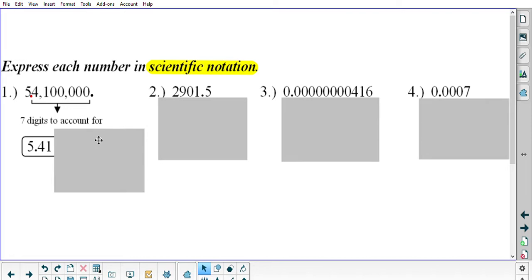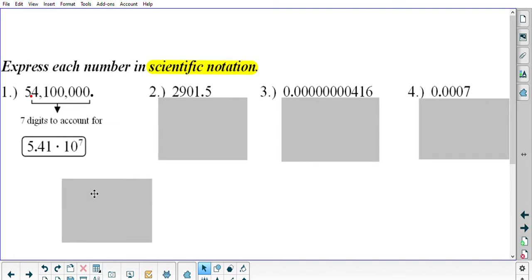All right, let me finish this off. So 5.41 times 10 to the, now should it be the 7th power? Should it be the negative 7th power? Since the original number is a big number, definitely bigger than 10, it's going to be a positive 7 for the exponent on the 10. All right, let's take a look at the next problem.